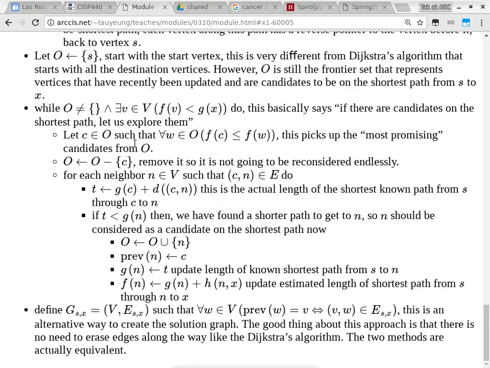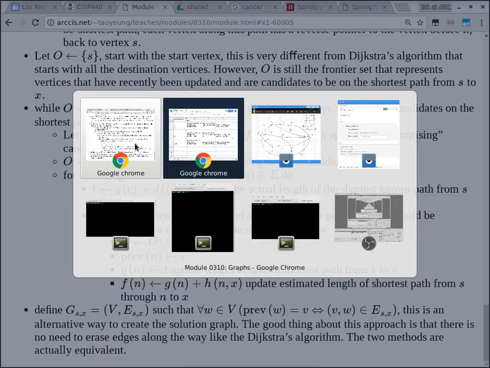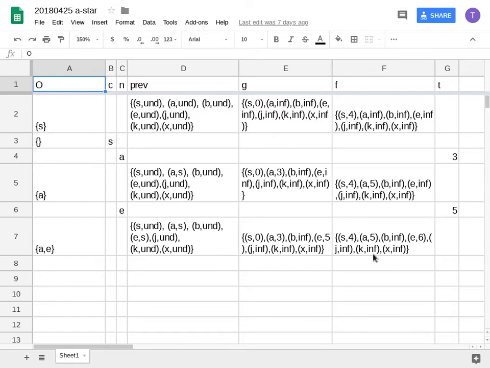So we are now into the first part of the while loop. Let C be an element in O such that it has the smallest f value of all the vertices in big O at this point. So we go back to the trace and look at all the f values and ask, out of A and E, which one has the smallest f value? A has an f value of 5, E has an f value of 6. So we're going to pick vertex A to be my variable C in the loop.